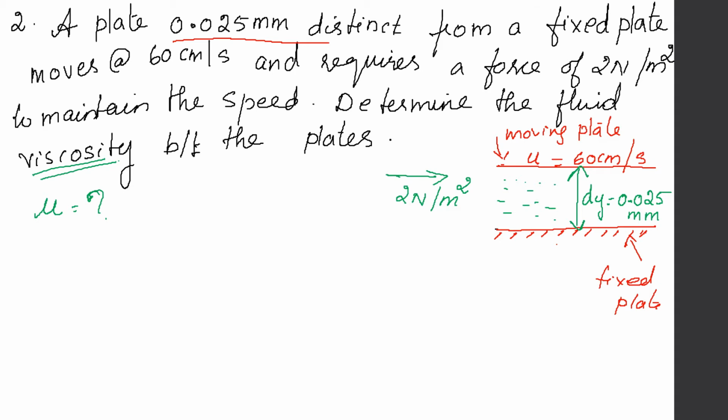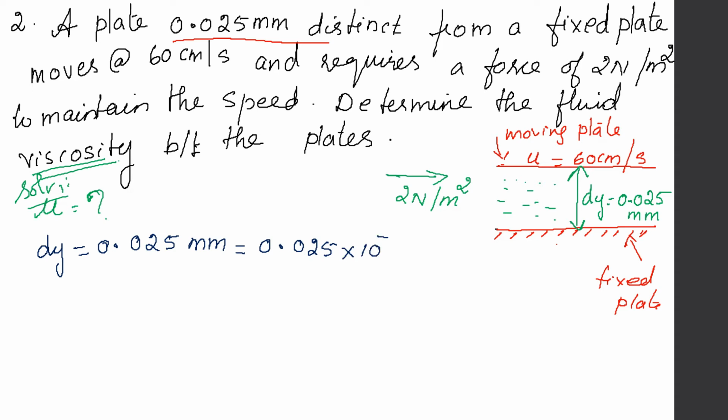Okay, now we will go for our solution. So we will write the given data, that is, dy is equal to 0.025 mm. We will convert it into meter. So we get 0.025 into 10 raised to minus 3 meter.